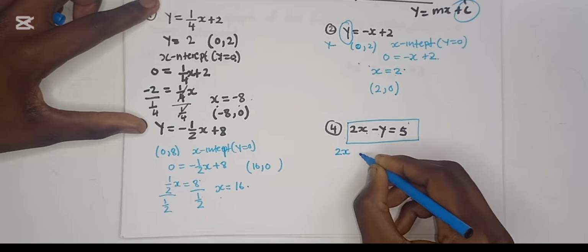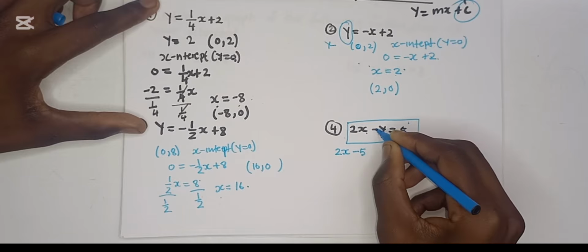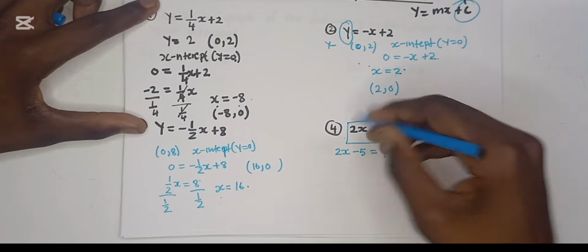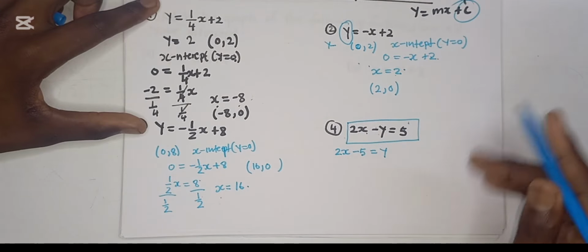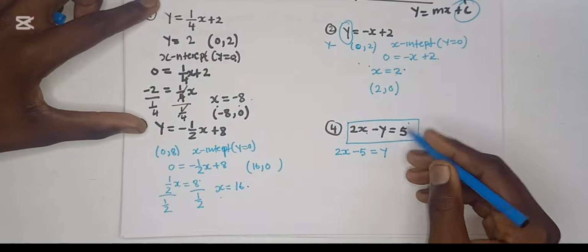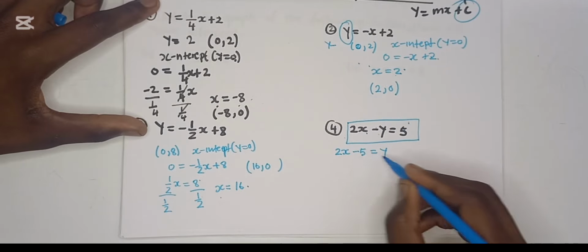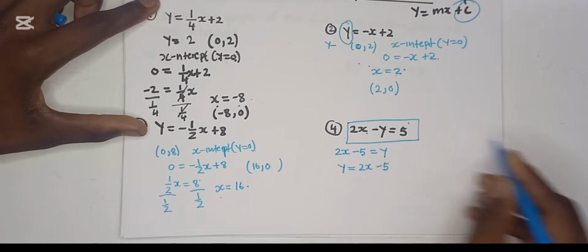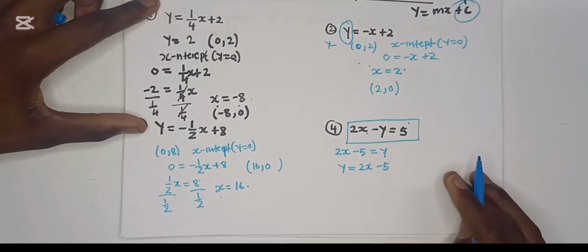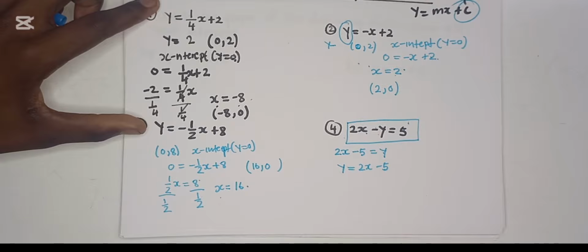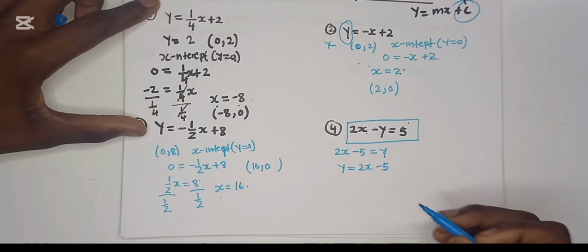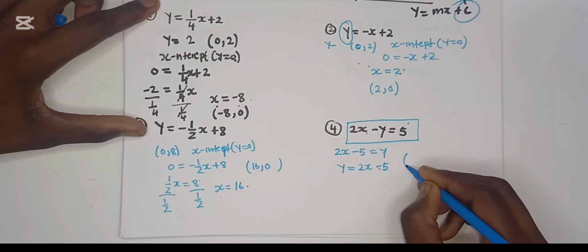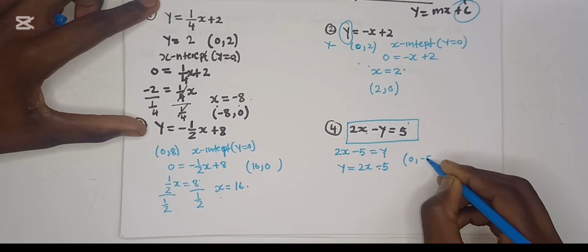So it's 2x, you take this one to the other side and it's negative 5, and that equals y. Other people can take it differently and it still gives you the same answer, but I like to do it this way because it's very fast. So this is our equation. We can write it as 2x minus 5, which is still the same thing; I just swapped the sides. From here, we can see our y-intercept is negative 5. So our y-intercept is 0 and negative 5.